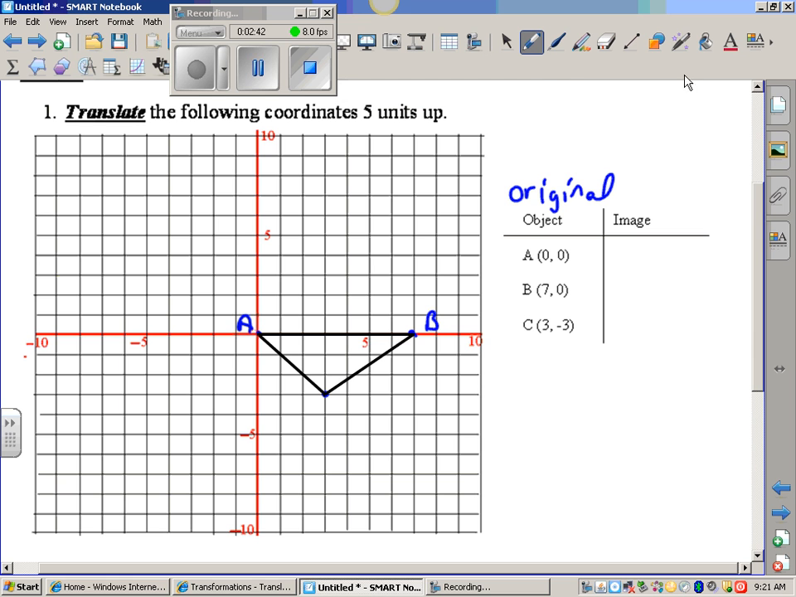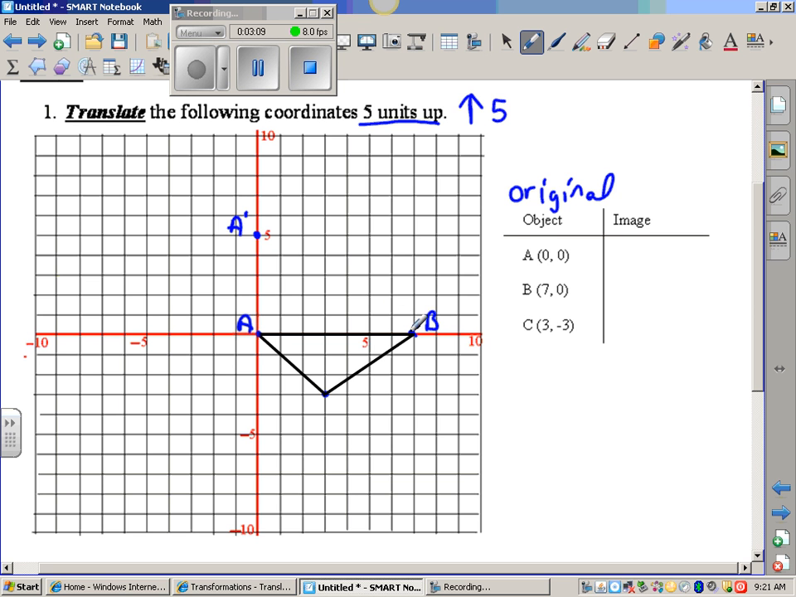Now what you're going to have to do is follow some sort of rule. In this case, it says translate the following coordinates 5 units up. So all you're going to do is literally count 5 units up. Put your pen on A and count up 5: 1, 2, 3, 4, 5. That is the new coordinate of A. But A is already labeled, so this one's going to be A prime. A prime just has the little dash up in the exponent place.